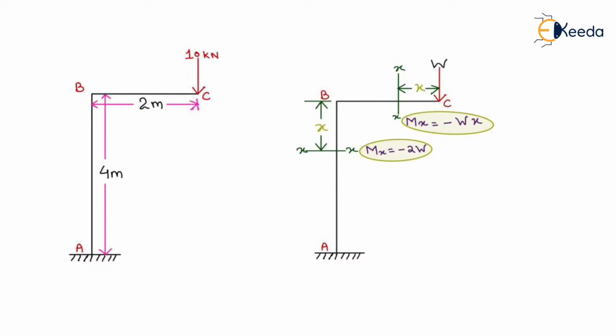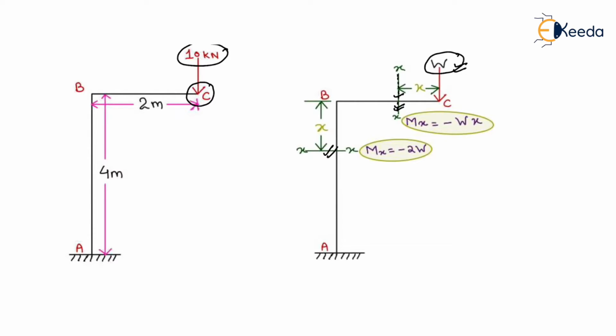Now for finding the vertical displacement of joint C, we need to replace this 10 kN load by W. So we have just replaced this 10 kN load by W. Now for finding the vertical displacement, we need to compute the moment about this x-axis as well as the moment about this x-axis.